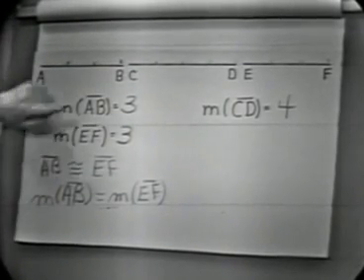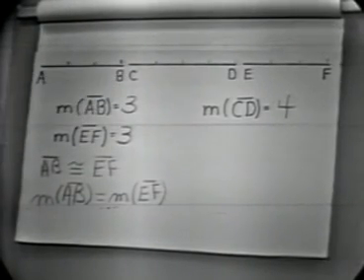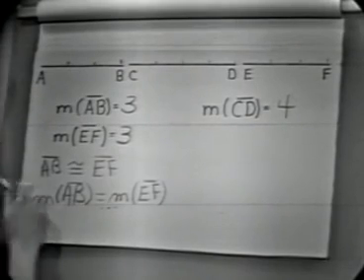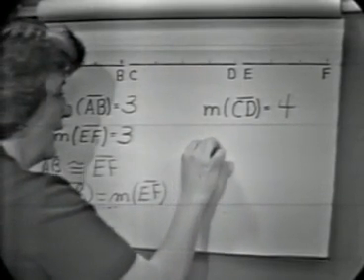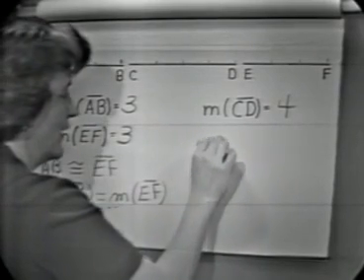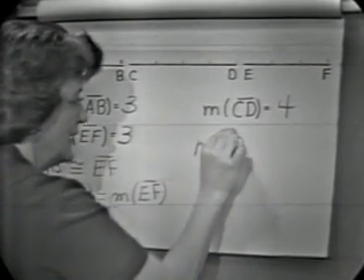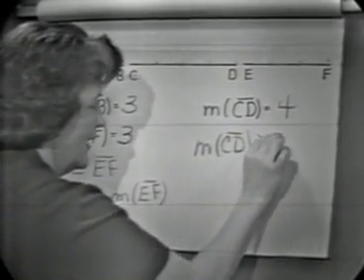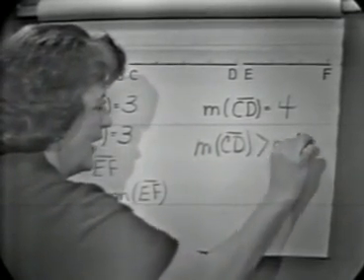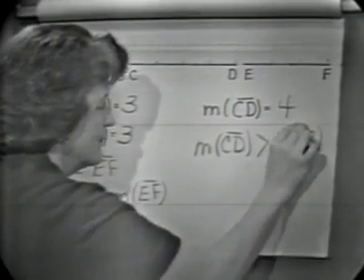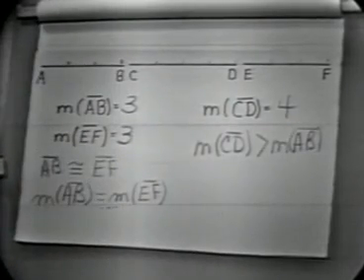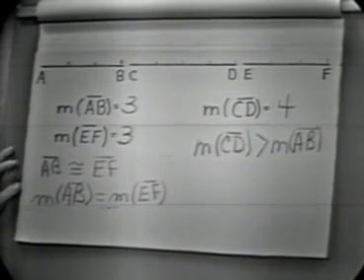We observe that the measure of CD is greater than the measure of AB, or we can write the measure of CD is greater than the measure of AB. Once we have chosen a unit, every line segment has an exact measure. These measures then allow us to compare the lengths of line segments.